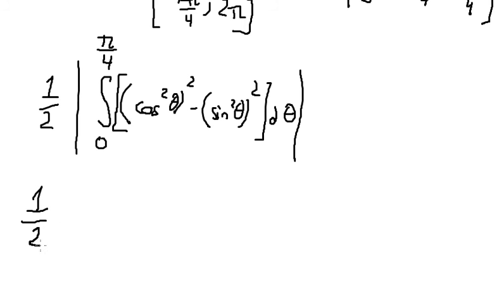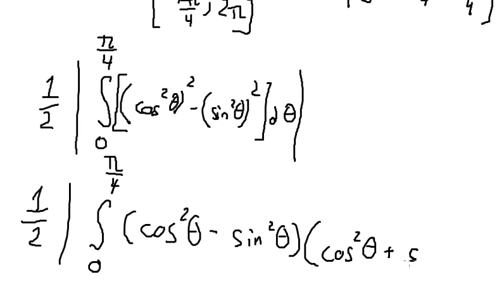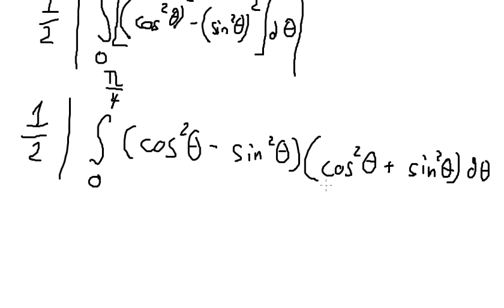Now I will go to the first one in here. This one, that's about identity. So we have about cosine theta square minus sine theta square multiplied by cosine theta square plus sine theta square. We know that this one is about number 1. So this one we change for cosine 2 theta.